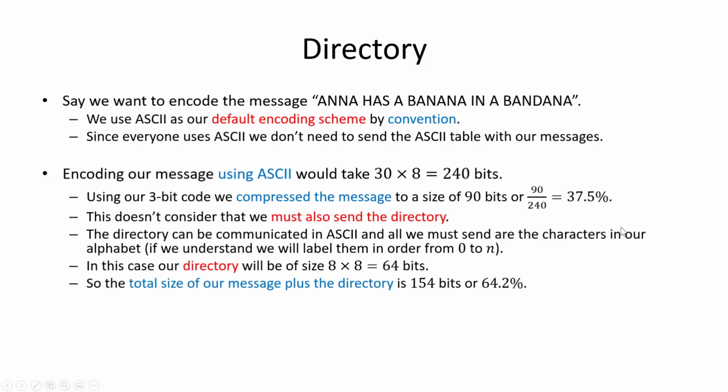Now, let's do a couple of calculations here. Our first one is using ASCII. We would have our 30 characters times 8 bits each. We're using extended ASCII with 8 bits. That's going to be 240 bits. Now 90 bits is considerably smaller. This fraction reduces to 3/8, or about 37.5%.